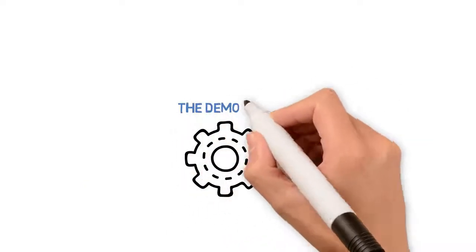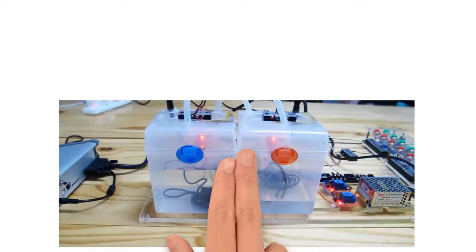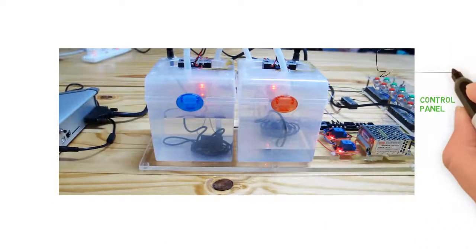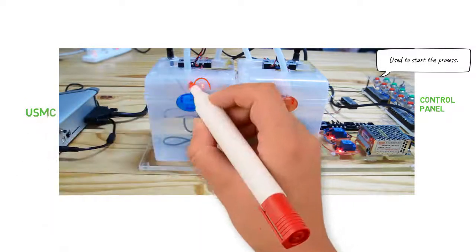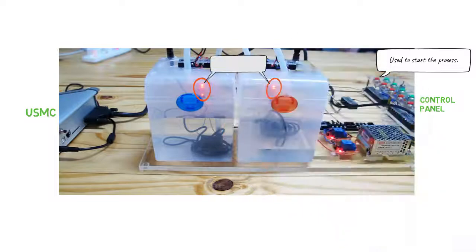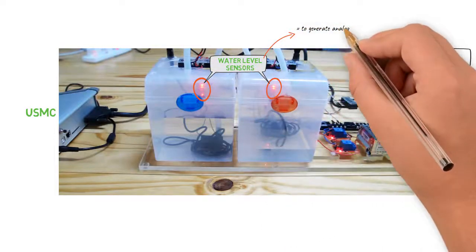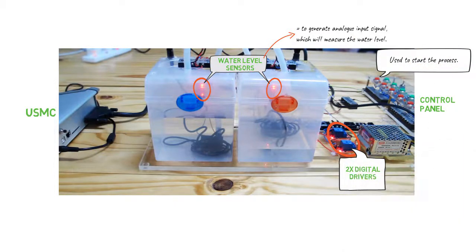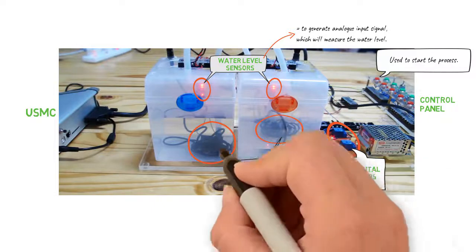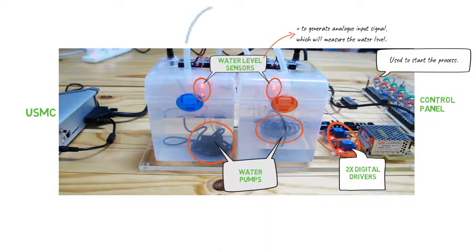The demo setup. The basic apparatus that are used are as follows. Control panel, where the first red button will be used to start the process. The control panel wires to the distribution panel, with 68-pin SCSI-2 connector attached to the USMC. Water level sensors in the blue tank and red tank are used to generate an analog input signal, which will measure the water level. Digital outputs, in the form of 2 units of digital drivers for the water pumps, are also used to pump the water from blue tank to red tank, and from red tank to blue tank. Both are connected to the distribution panel.